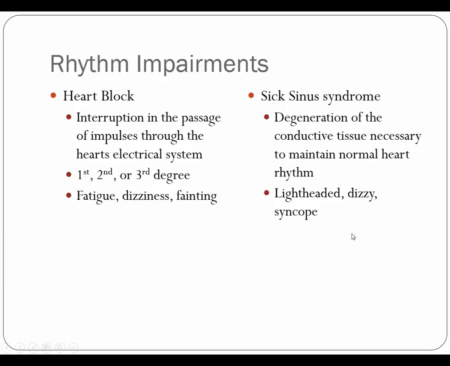We can have a heart block, an interruption in the passage of the impulses. So let's say it gets to the SA node, but never goes to the AV node, or it stops between the AV node and the bundle of His. You can have a first, second, or third degree block. I'm not really all that concerned with you learning the differences between those because they all present the same way: fatigue, dizziness, and fainting. As you can imagine, if the electrical pulse isn't happening in the heart, then the heart is not beating correctly.